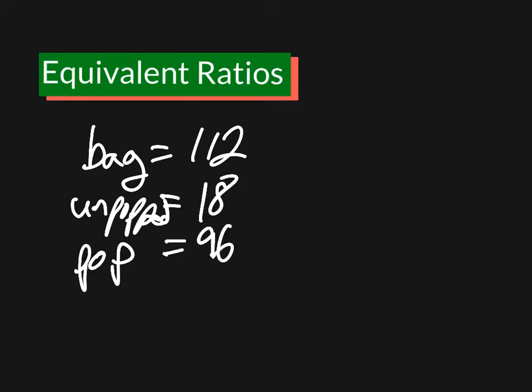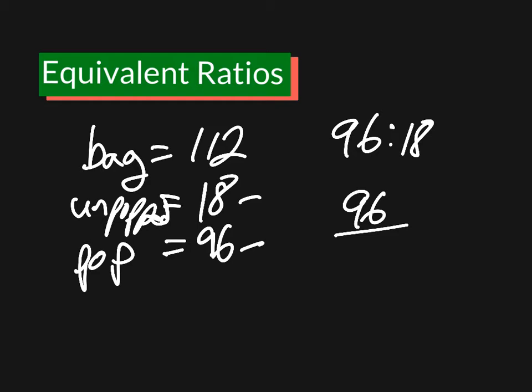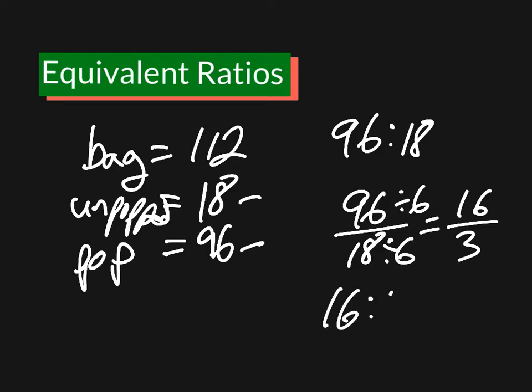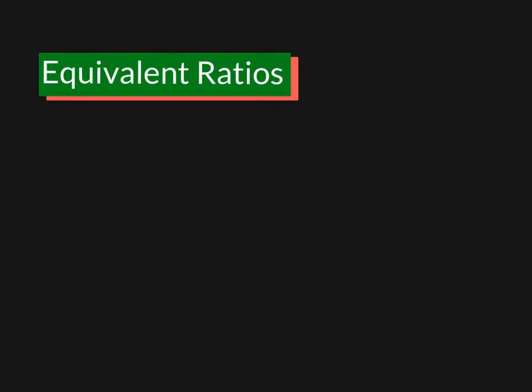Okay, so we might say, what is the ratio of popped to unpopped kernels? So we have 96 to 18, or 96 to 18. Either one, same thing, means the same thing. And as it turns out, both of these will divide evenly by 6, and that gives us a ratio of 16 to 3, or 16 to 3. So that's an example of reducing ratios to lowest terms.